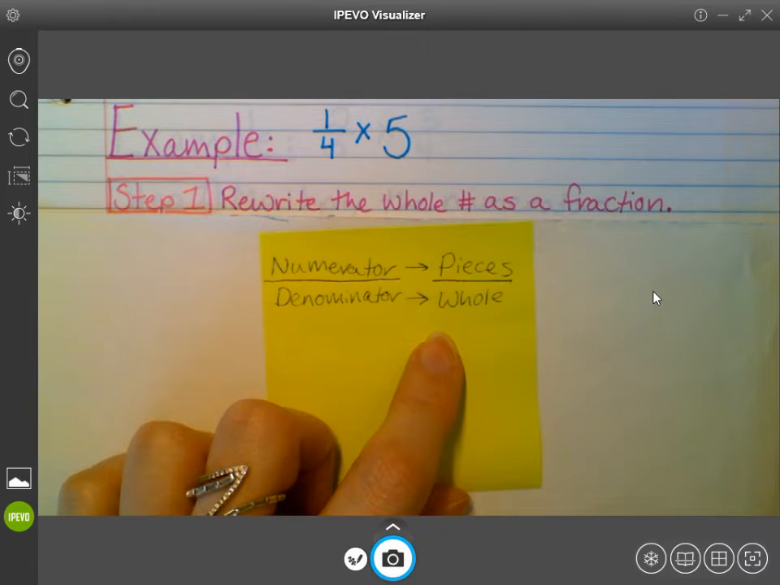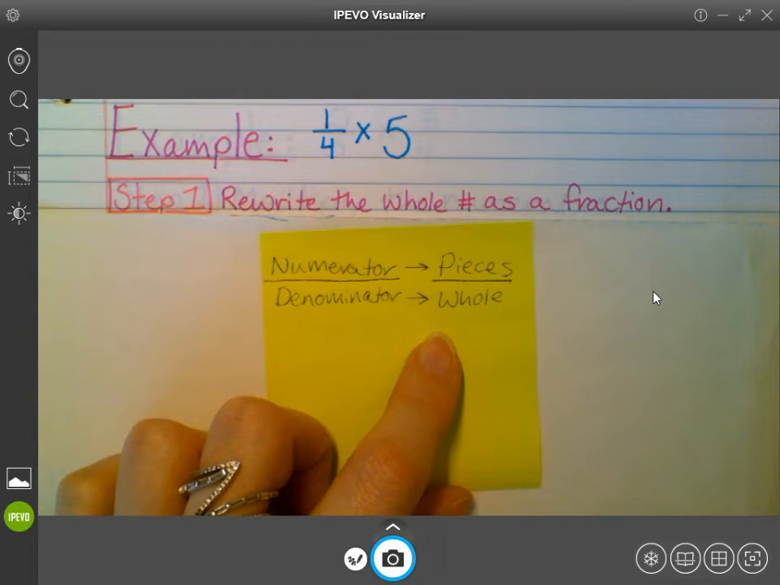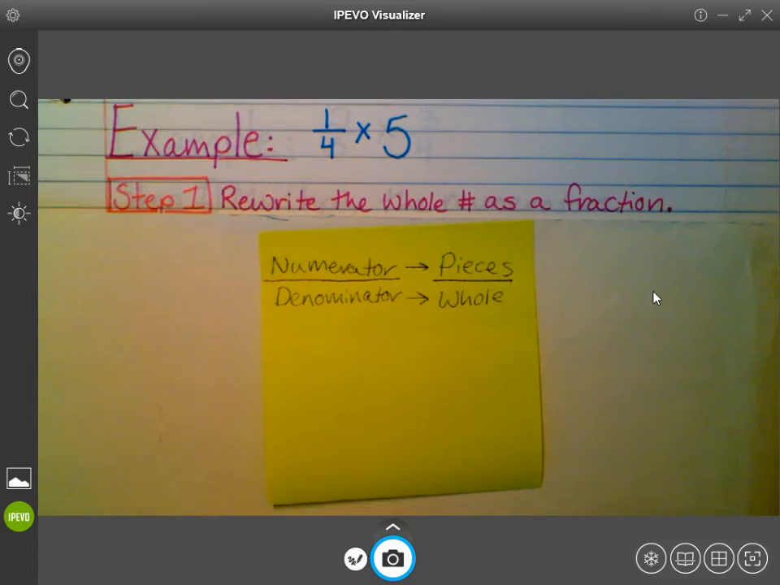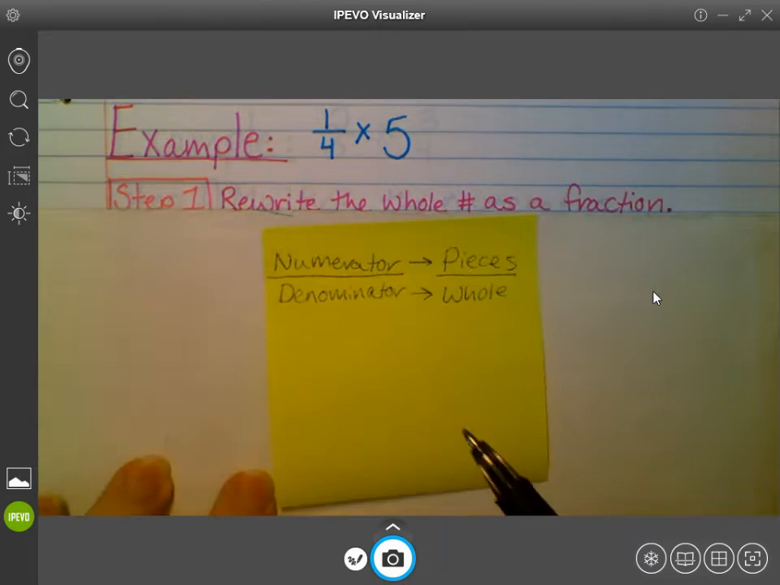Ready to rock? I'm going to ask you the question again. How many of you think you rewrite the whole number 5 as 5 over 5? How many of you think you rewrite the whole number 5 as 4 over 4? How many of you think you rewrite the whole number 5 as 5 over 1? Okay, you are correct. I'm going to show you why.